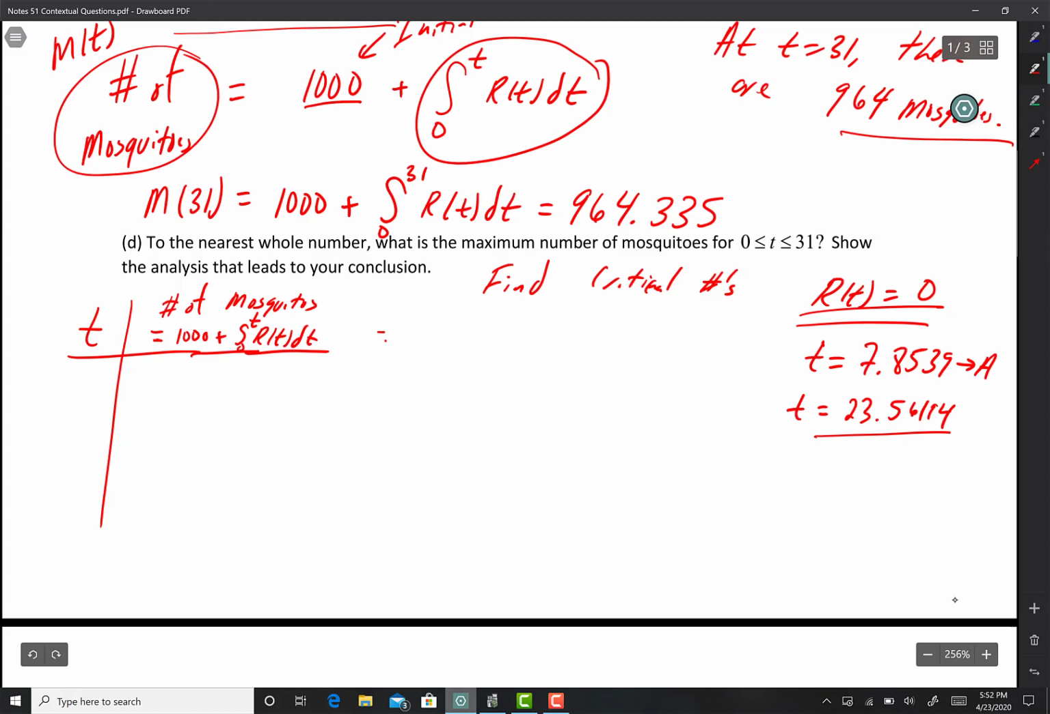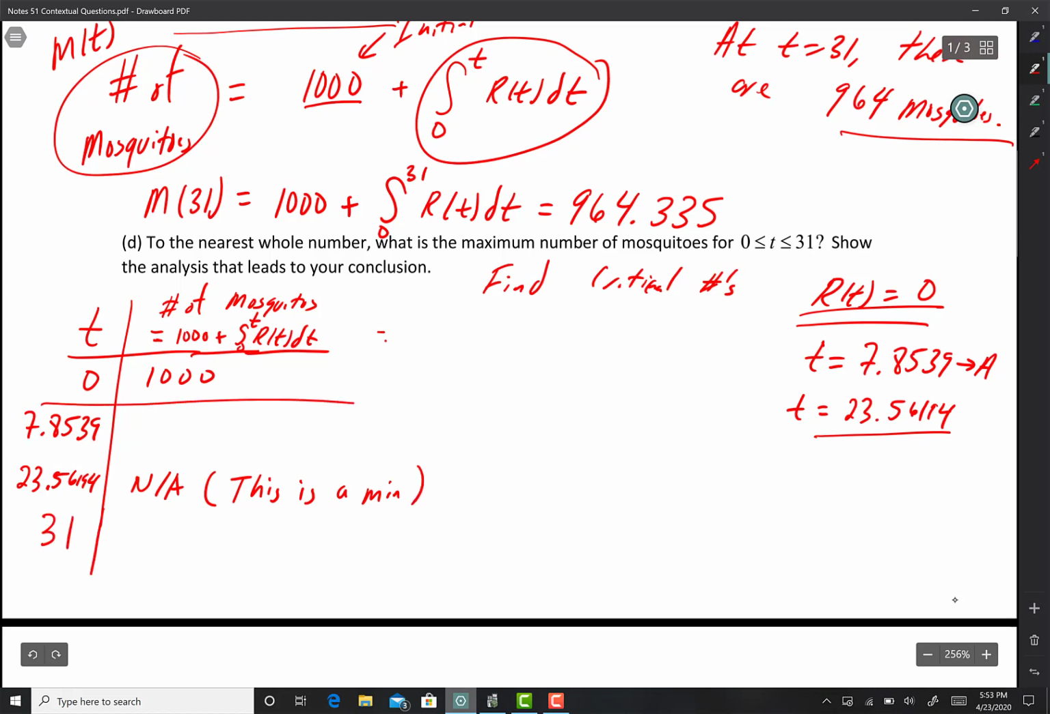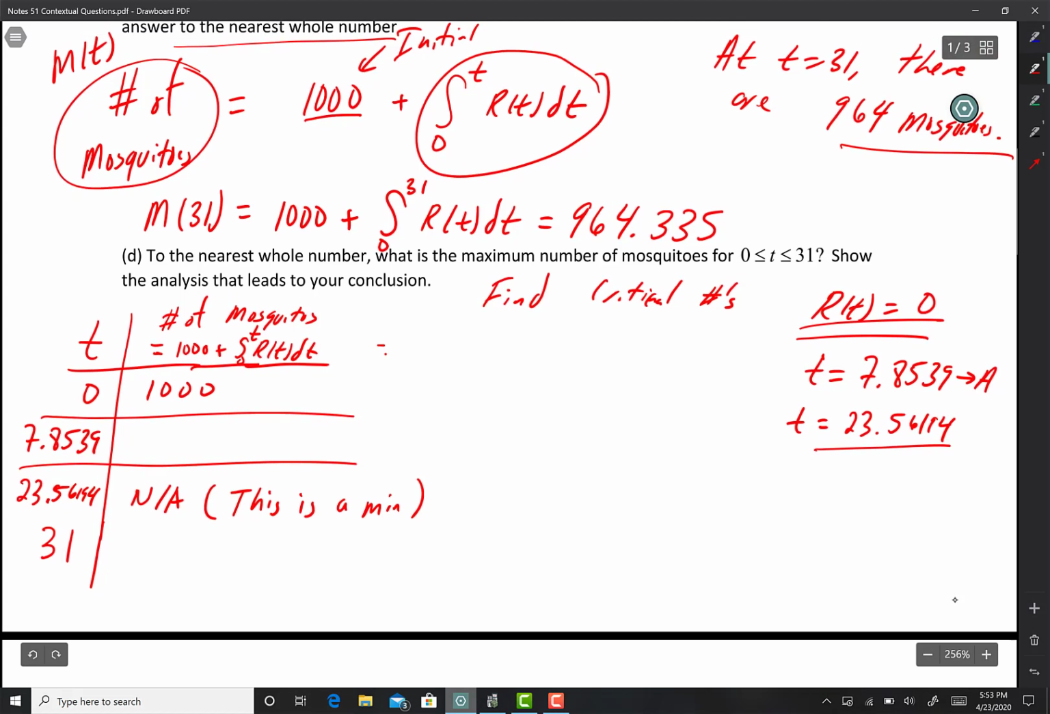All right, at 0, I know I have 1,000. And then at 7.8539, maybe you put the letter A in there. I'm going to find out what that number is, and then I'm going to put 23.56194. I'm going to put NA for not applicable. This is a min. And then I'm going to put 31. And at 31, I know there were 964.